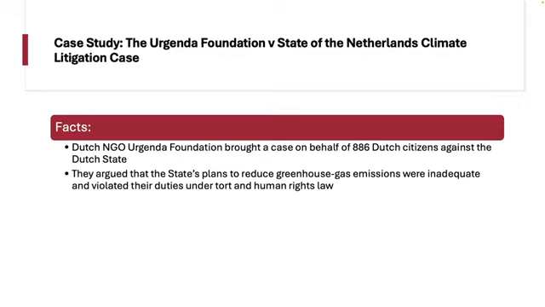And they argued that this power to require government action on climate change is grounded in human rights obligations, specifically referring to Articles 2 and 8 of the European Convention on Human Rights. Article 2, of course, the right to life.